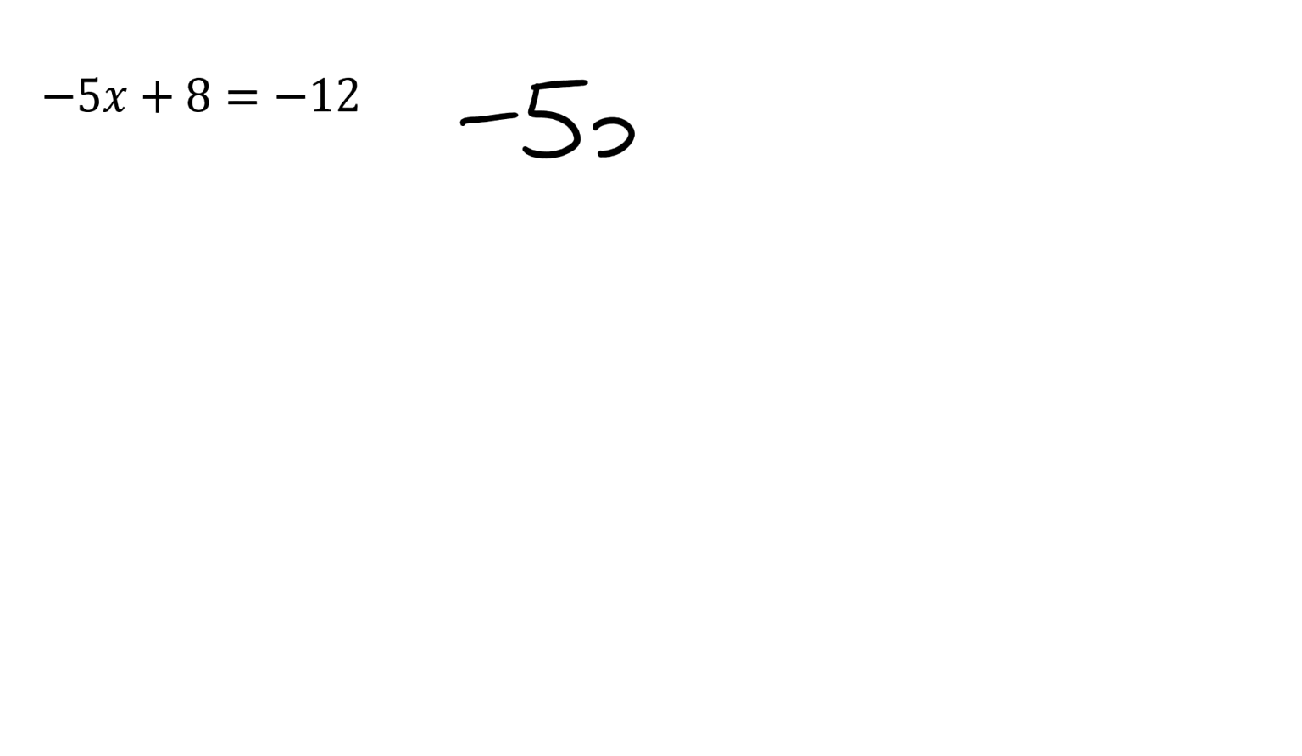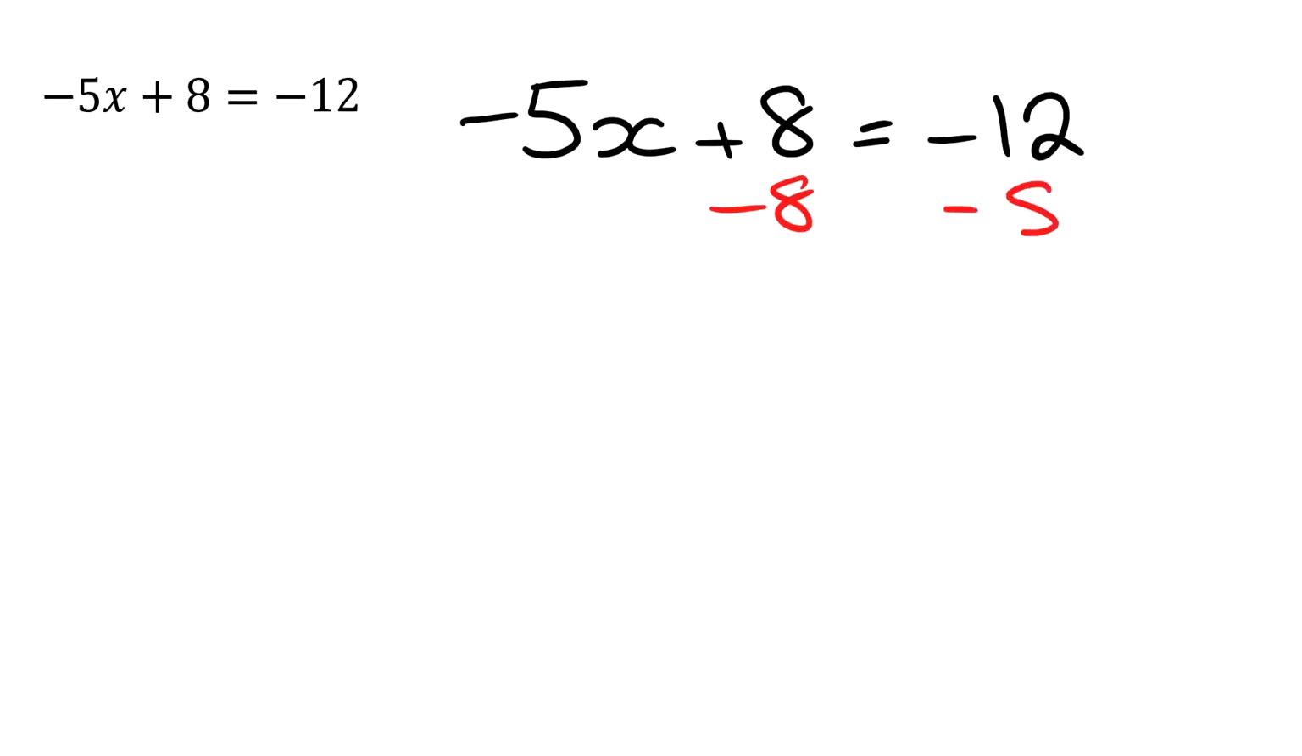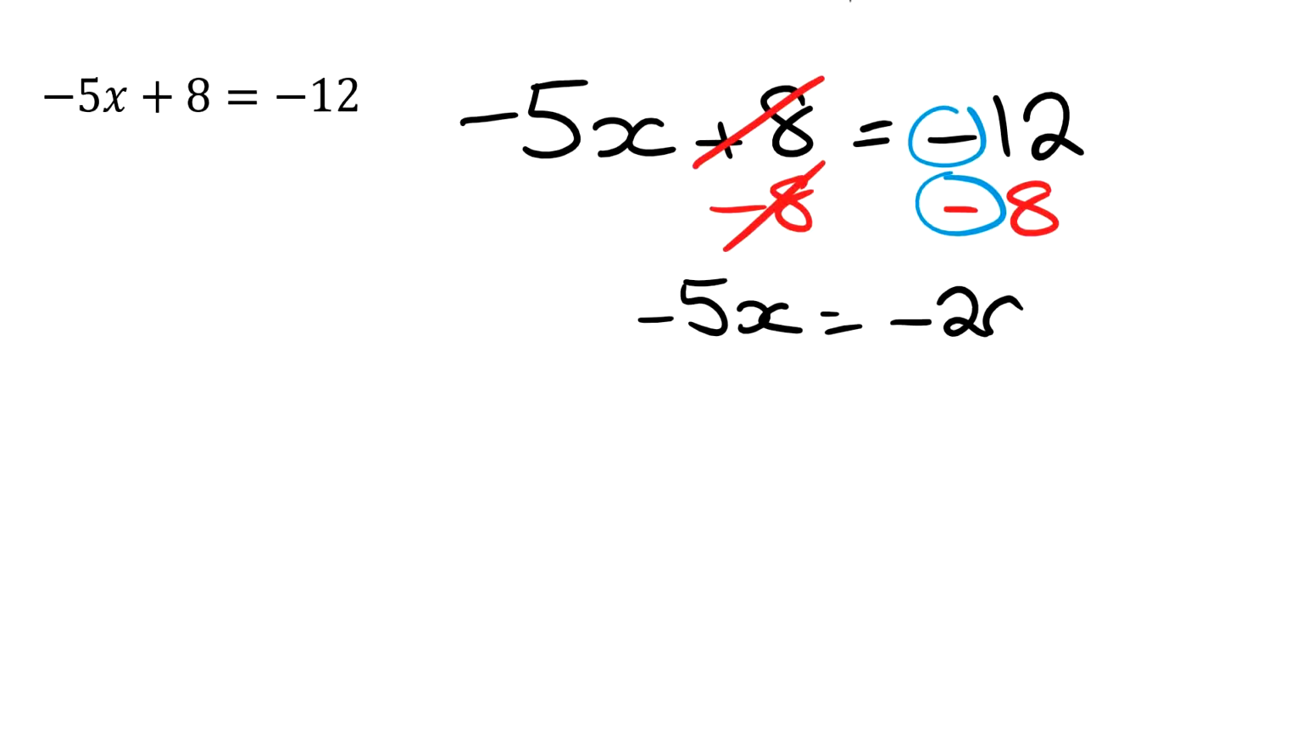So we're going to move on and try a different one. We have negative 5x plus 8 equals negative 12. We begin the same way that we did before. We want to get rid of that positive 8, that number that's by itself. So let's do minus 8 and minus 8. These cancel out. I'm left with negative 5x equals. Now remember, we have a negative and a negative. When you're subtracting from a negative number, that negative number becomes bigger. So negative 12 take away 8 is negative 20.